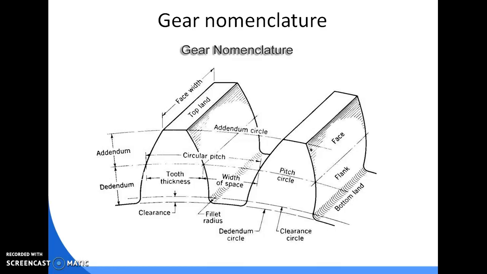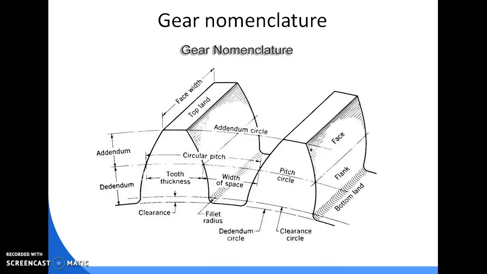And here we can see the dedendum circle, that is also known as root circle. A circle concentric with the pitch circle and bounding the bottom of the tooth is known as dedendum circle or root circle. Then dedendum. It is the radial distance between the pitch circle and the dedendum circle.